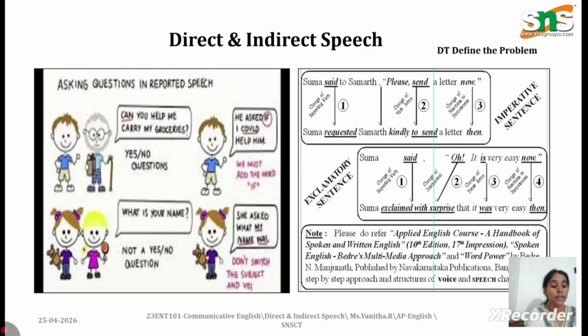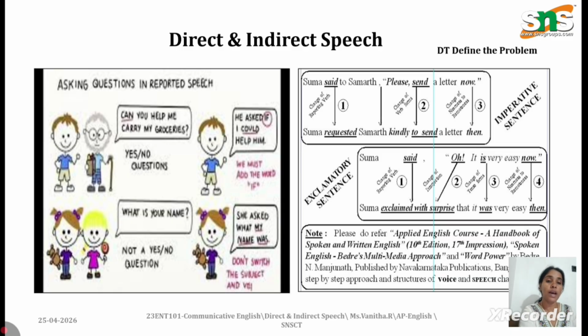She said, please help me. So, she requested me to help her. Me becomes her. The common changes that we discussed already, like the tense changes, the pronoun changes, and the time and place words, are common for all indirect speech. We have to remember all those things.